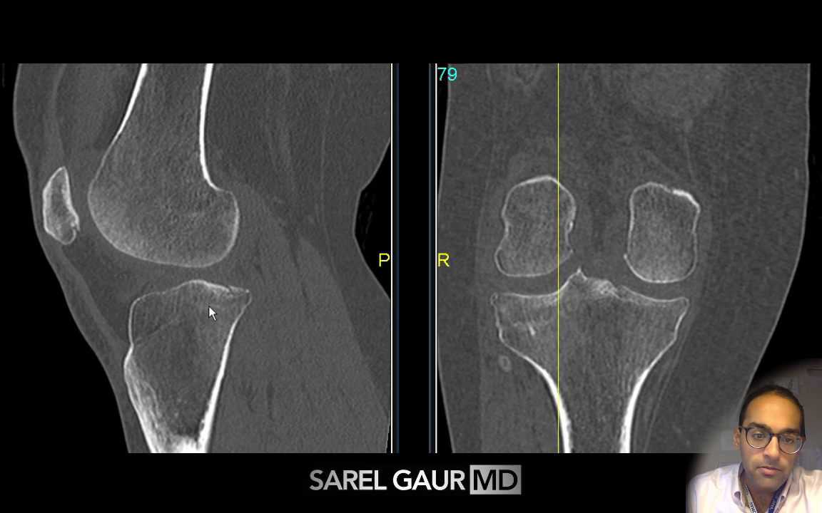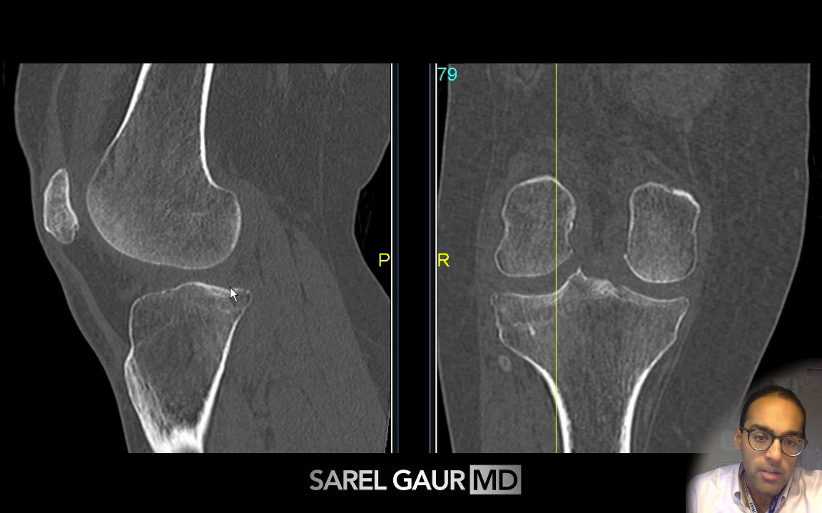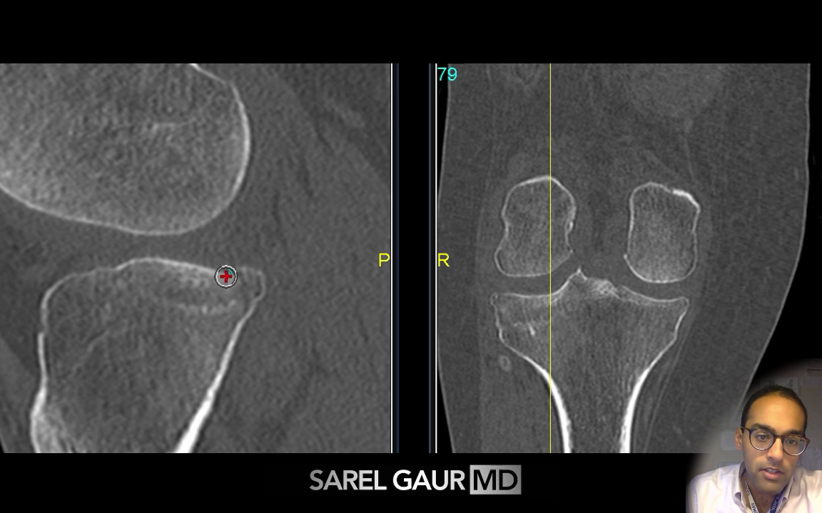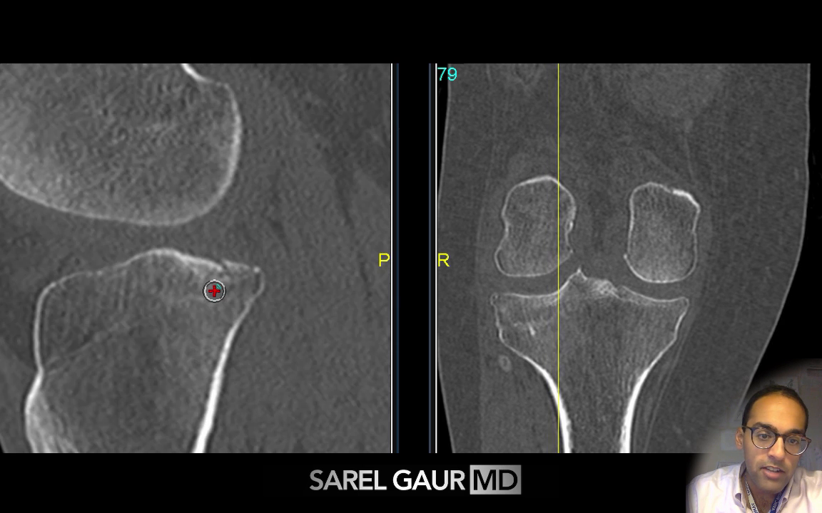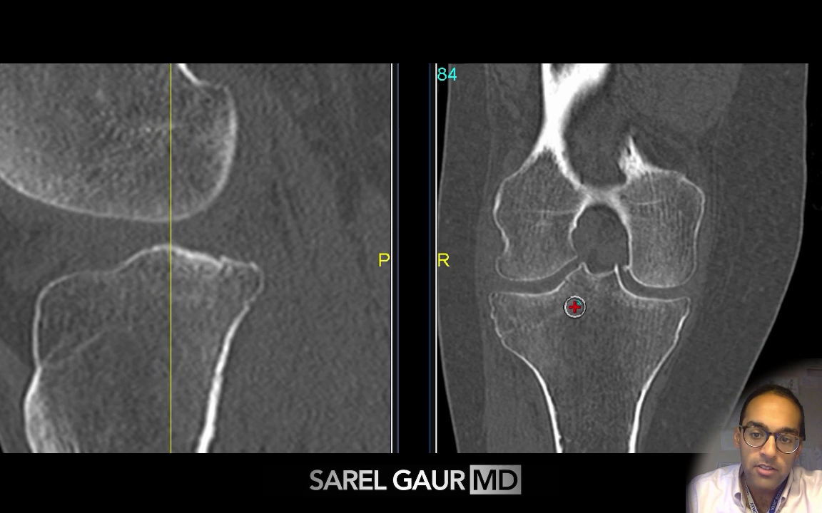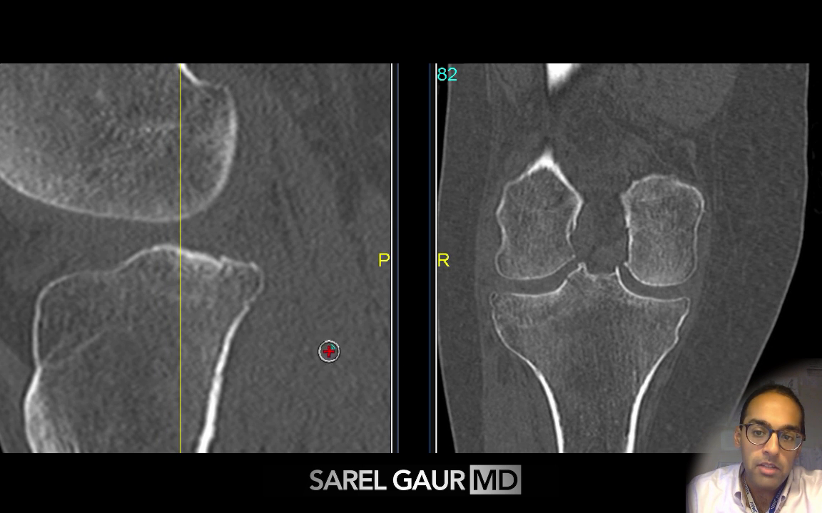On the sagittal, it's easier to appreciate the step-off. You can see that this cortex is continuous here and it has a subtle break right there. Right here, so there's definitive evidence for fracture here. This is basically a subtle lateral tibial plateau fracture, and basically we made this diagnosis and the patient was able to get appropriate treatment. So I hope this video was helpful.